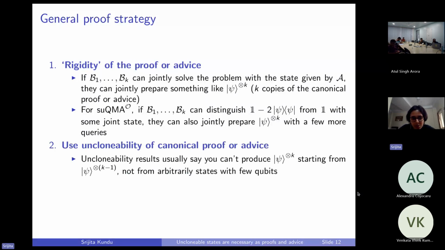Okay, and the second step of the proof is going to be to use the unclonability of the canonical proof or advice states. Now there is a catch here. Unclonability results usually say that you can't produce psi to the k starting from psi to the k minus 1, not starting from arbitrary states with a few qubits. So we can't necessarily use unclonability results directly. We have to use some generalizations, and we'll see an example of how we do this later.